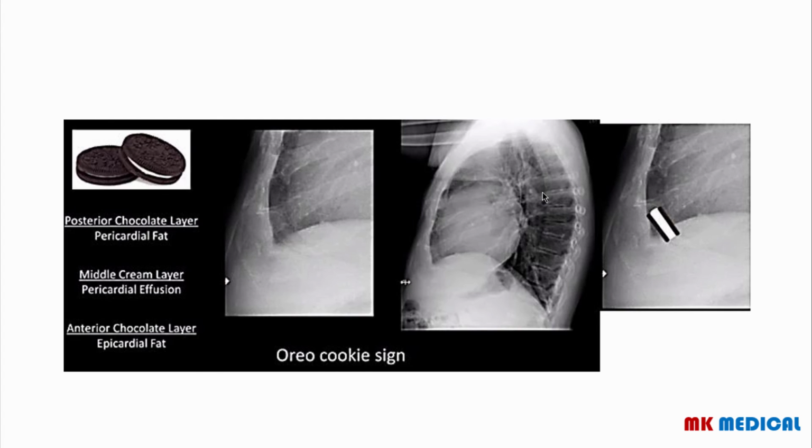Then sometimes you may see an Oreo cookie sign. As we can see here, you have this area here where it's dark, then you have an area that is light and another area that is dark, like that, giving an Oreo cookie appearance.